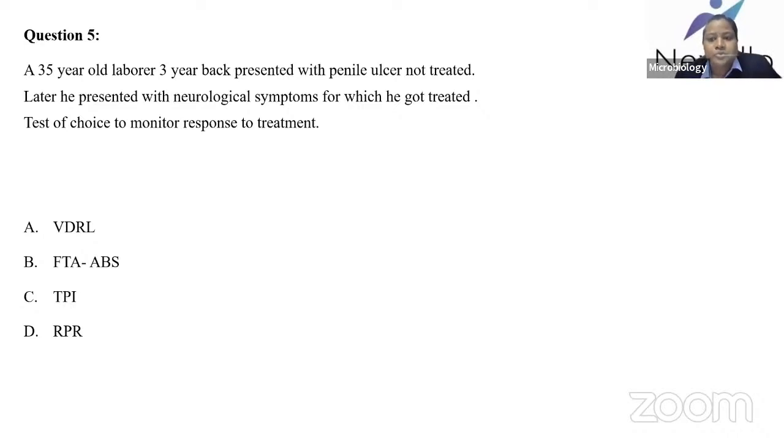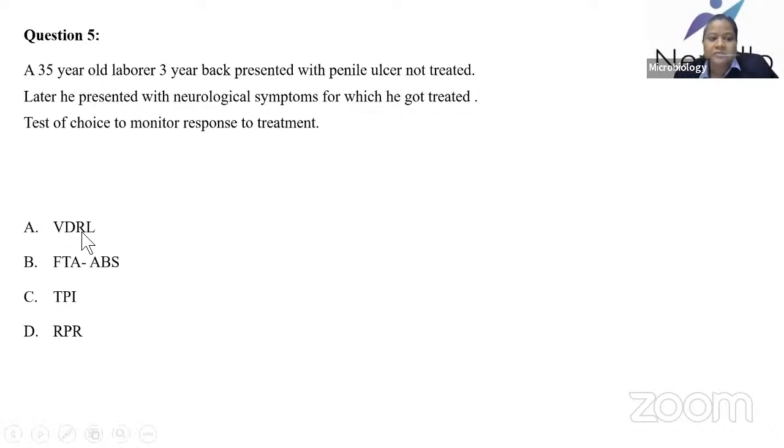But if you want to monitor the response to treatment, then the non-treponemal test, mostly VDRL, is the test of choice to monitor the treatment response. Because with the VDRL test, you will also look for the titer in the initial diagnosis. But after starting effective treatment, the reactive antibody levels fall and there will be a fourfold decrease in the titer by doing VDRL. So VDRL here is the answer. VDRL is the test of choice to monitor the treatment response.